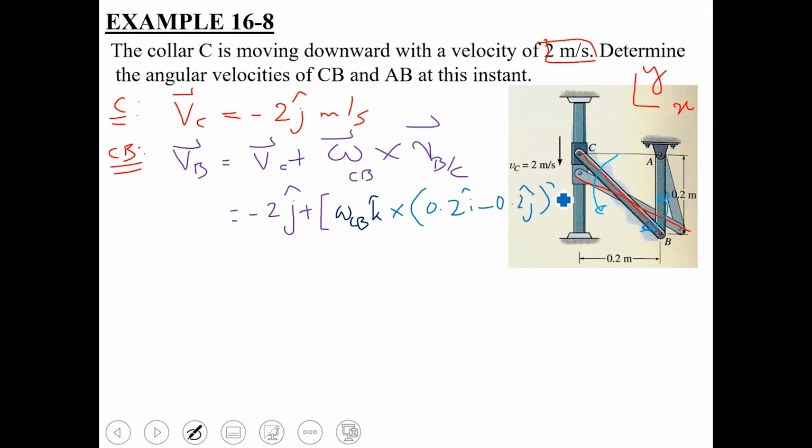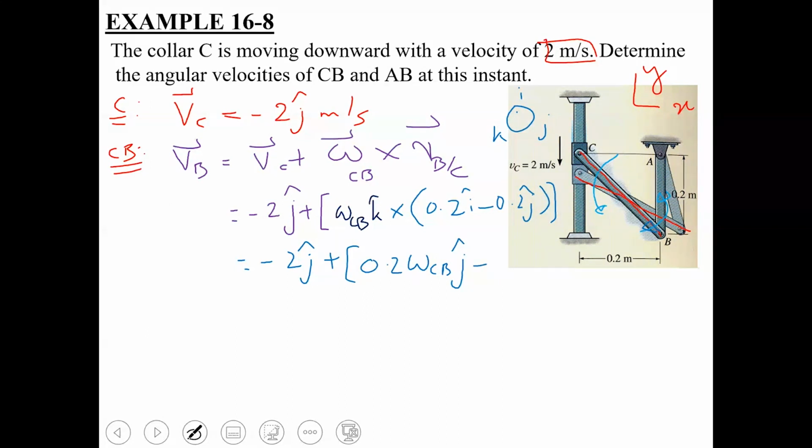So this is going to be the relative position of B with respect to C. Is this point clear to all of you? Yes sir. Okay, so accordingly, if we expand it, it would be minus 2J plus taking the cross product. And if you find the determinant method easier, you can use that; I find this easier. So the first term is 0.2 omega CB. What is K cross I? J. So it is going to be K.